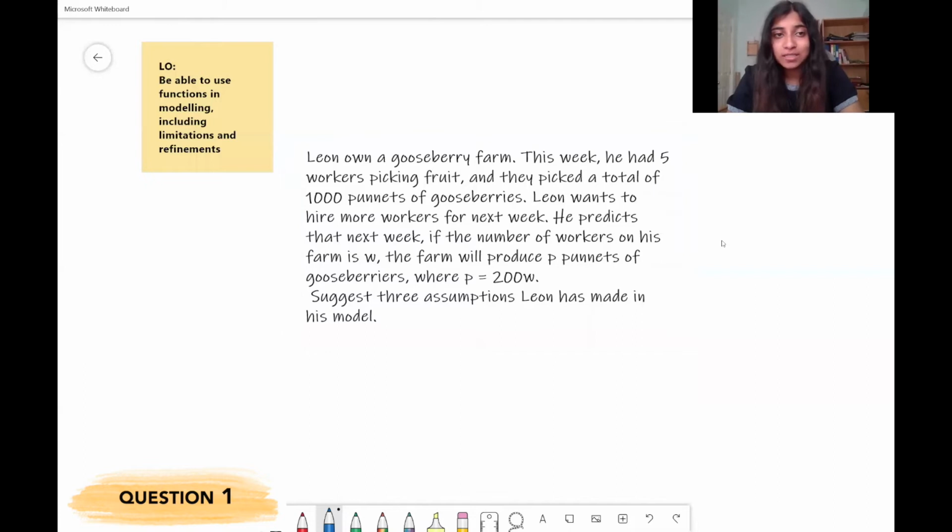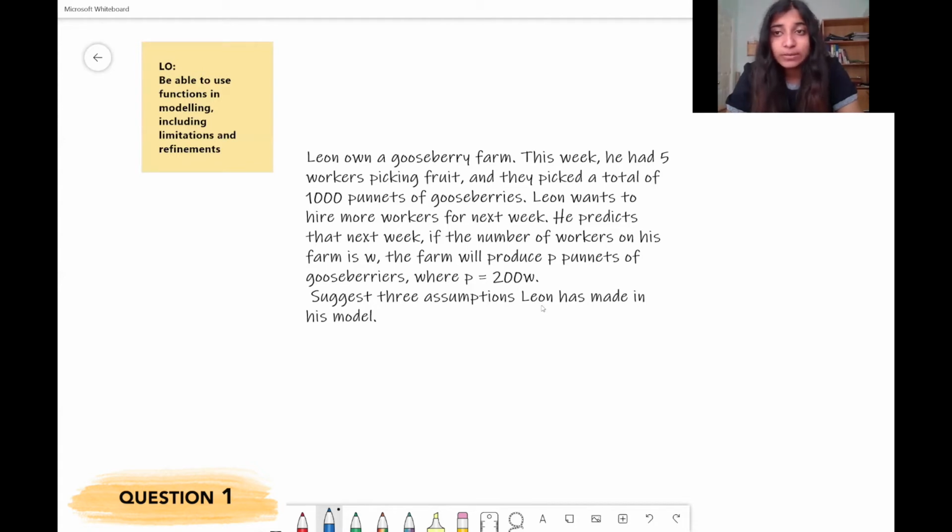Moving on to an example about using a model and working out the assumptions that you could use. We have this example here. Leon owns a gooseberry farm. This week he had 5 workers picking fruit, and they picked a total of 1,000 punnets of gooseberries. Leon wants to hire more workers for next week. He predicts that next week, if the number of workers on his farm is W, the farm will produce P punnets of gooseberries, where P is equal to 200W. Suggest 3 assumptions Leon has made in his model.